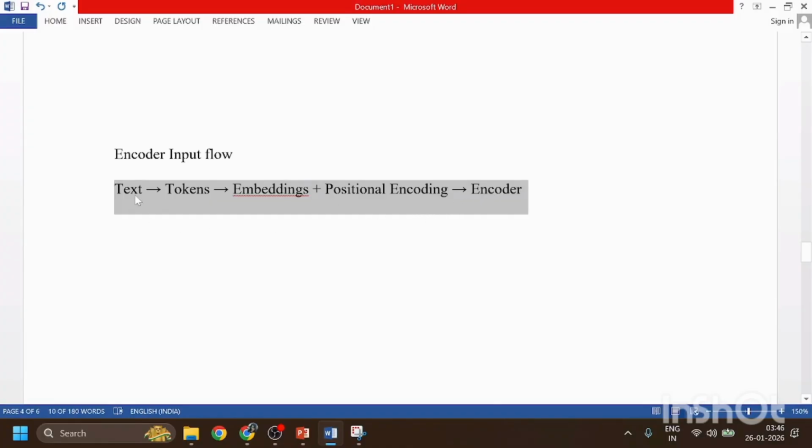First of all, you need to take one sentence and then tokenize it. After this you need to do embedding and add positional encoding, and it will pass to the encoder. So this is the encoder input flow.